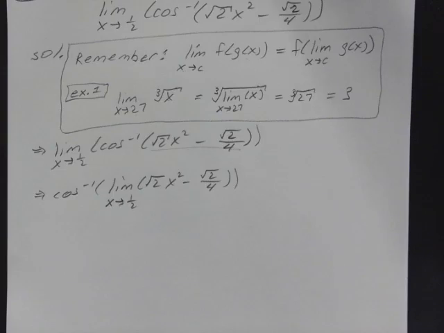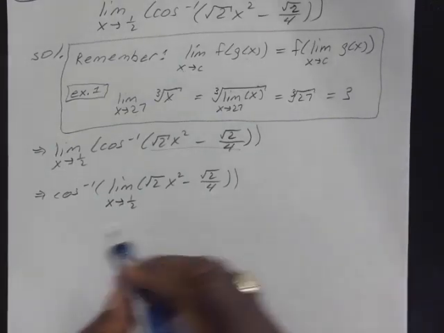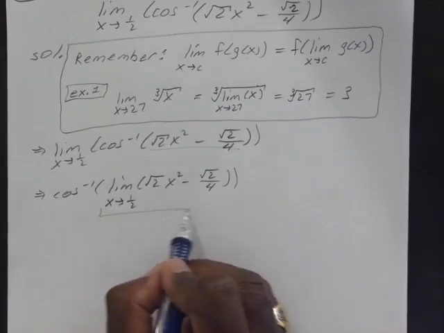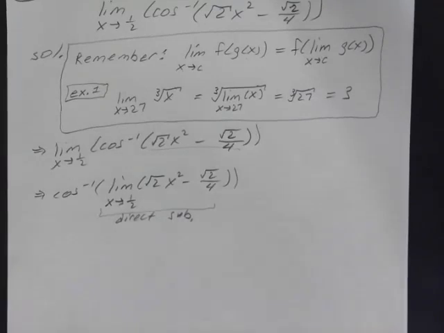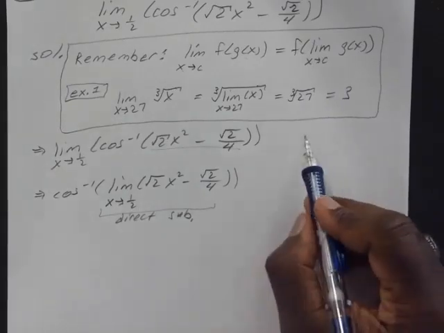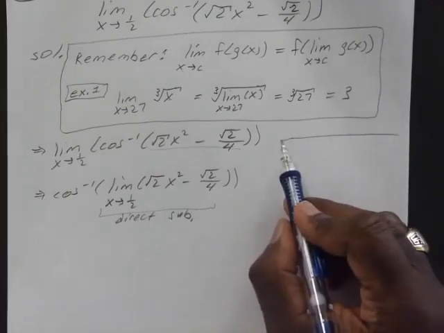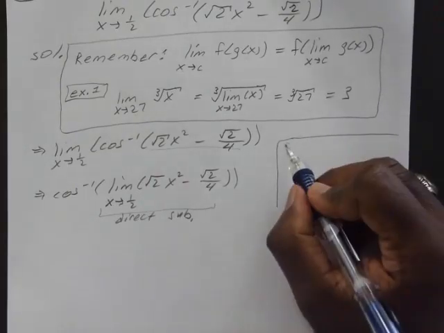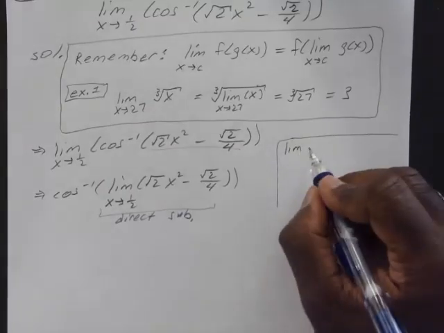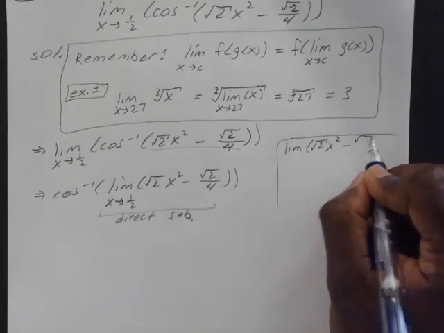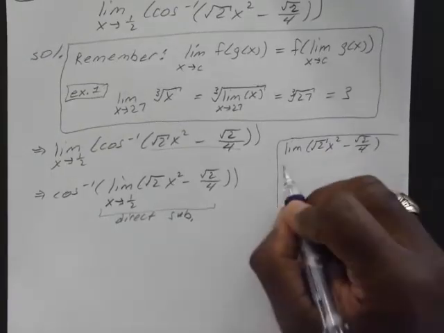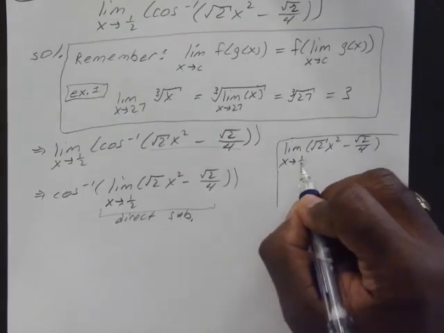So we can just go ahead and use direct substitution for this part, because we know if we plug in 1/2, you won't get some undefined value. And we'll just do that right over here on the side. The limit of the square root of 2x squared minus square root of 2 over 4 as x approaches 1/2.